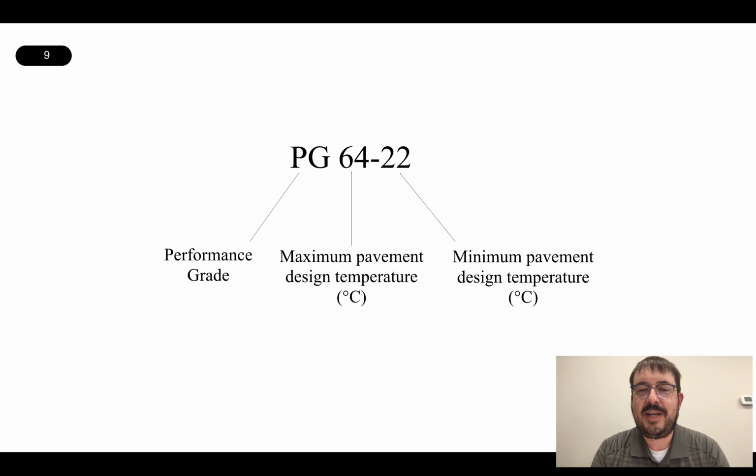So the farther negative the second number, the more flexible that asphalt binder is at low temperatures. For example, in Indiana, our typical low temperature is minus 22, whereas some colder climates like Minnesota or Canada will specify minus 28 or minus 34 asphalt binders. Likewise, farther south, in Arizona, for example, they may specify a minus 16 asphalt binder.